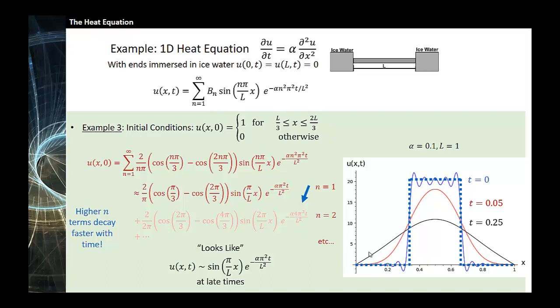So you can get some intuition for this, namely, if you put an arbitrary set of initial conditions on this bar, at late times, the higher n terms are going to decay, and you end up getting the low n terms for what the temperature of the bar looks like as a function of time.